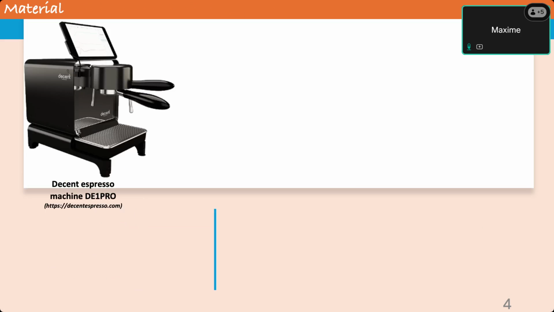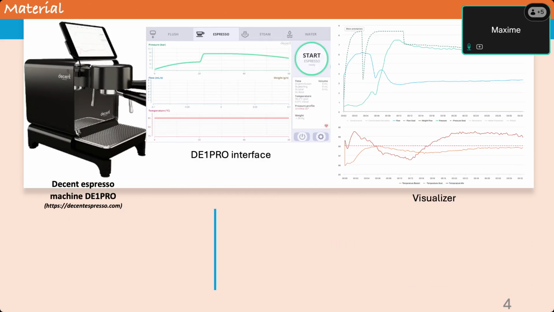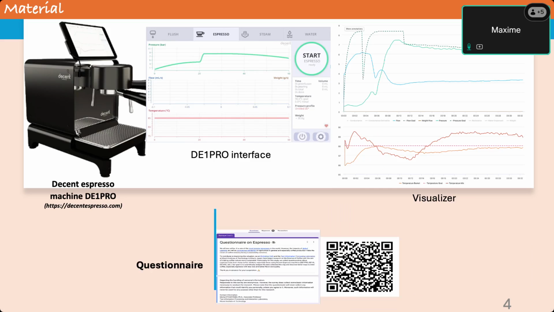In this research we are using a coffee machine called Espresso, which is an intelligent machine. Here we can see the interface of that machine. During the extraction process, the machine records all the information regarding the coffee shot on a cloud called the visualizer. Here is a screenshot of that cloud, and here's how the data are sent from the coffee machine. Besides that, we also conduct a questionnaire, asking customers to give feedback on the coffee that they drink.